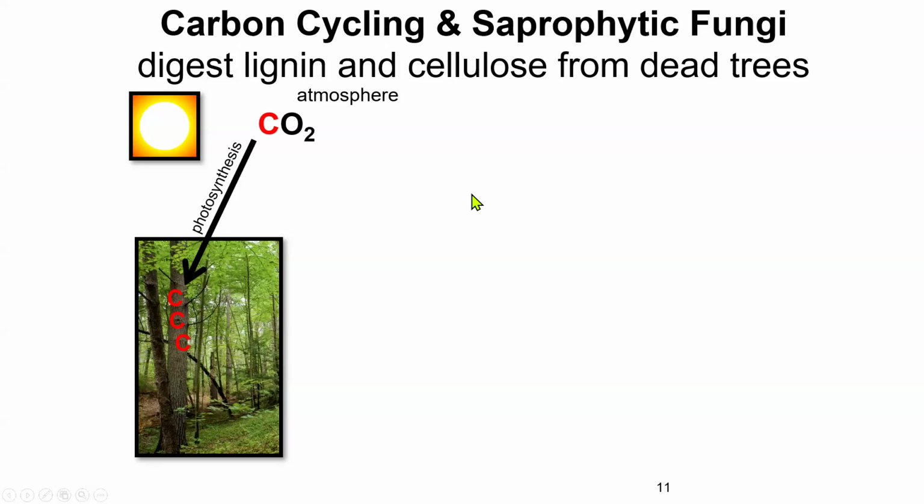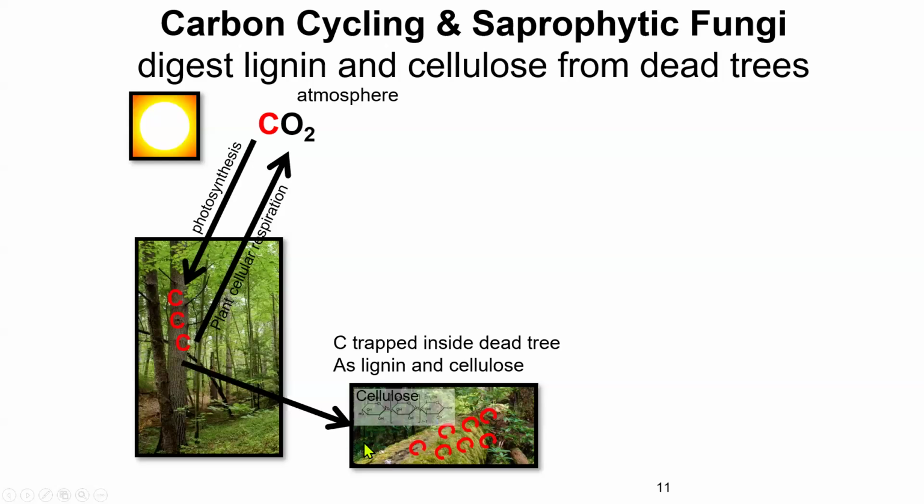And so just to display this in a more visual way, you can think about a carbon atom in red here that's trapped in the atmosphere. And as a part of photosynthesis, those carbon atoms are built up into the biomass of trees. Some of that carbon is brought back into the atmosphere when plants do cellular respiration, but much of it is trapped up in the trunk. And when that tree dies, all of those carbon atoms are trapped in that dead tree as cellulose and lignin and these complex molecules that are difficult to break down.